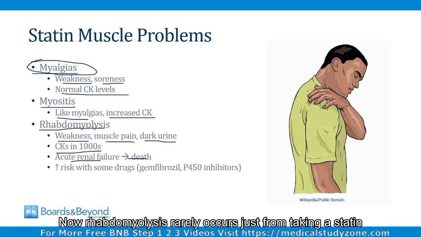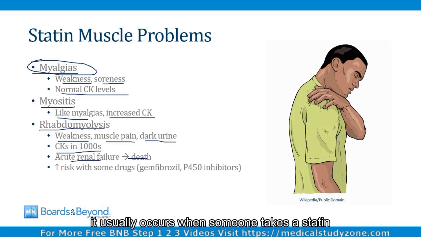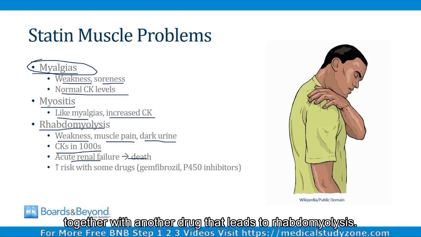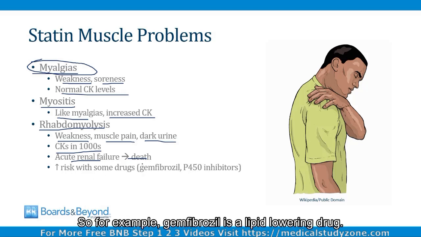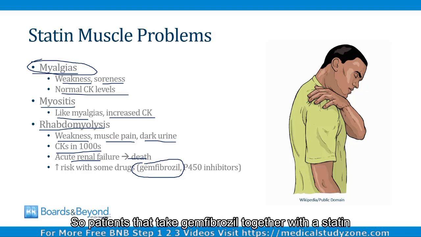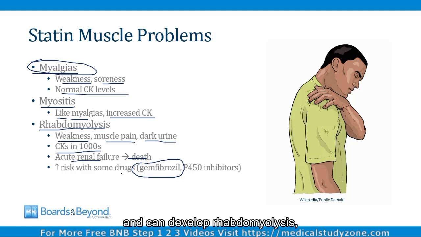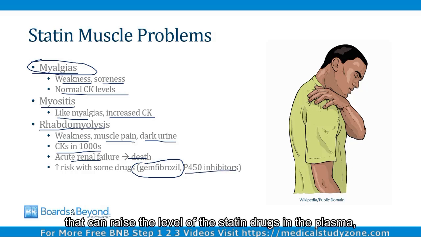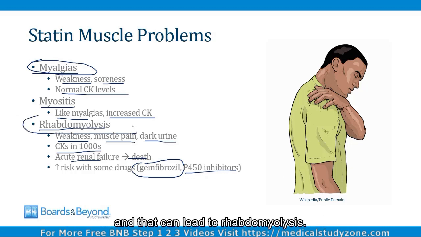Now, rhabdomyolysis rarely occurs just from taking a statin. It usually occurs when someone takes a statin together with another drug that leads to rhabdomyolysis. So, for example, gemfibrozil is a lipid-lowering drug we'll talk about later, and it's associated with rhabdomyolysis. So patients that take gemfibrozil together with a statin can develop rhabdomyolysis. And then many statins are metabolized by the liver P450 system. So if patients take a statin drug together with a P450 inhibitor, that can raise the level of the statin drugs in the plasma, and that can lead to rhabdomyolysis.